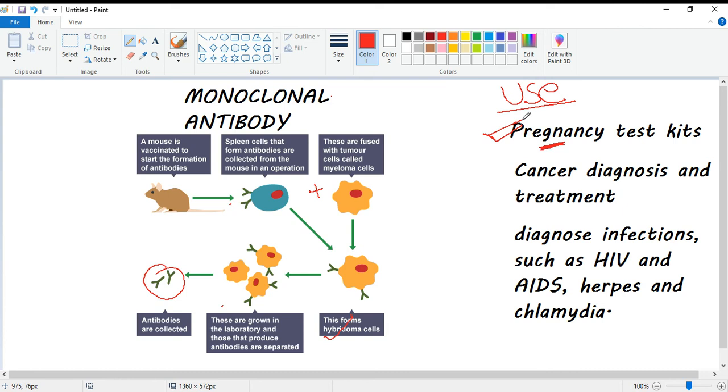So the monoclonal antibody is used for the pregnancy test, and we also use it for cancer diagnosis and treatment, and we also use the monoclonal antibody to diagnose and find infections of HIV, AIDS, chlamydia, herpes. So these are all the uses of the monoclonal antibody. Okay, so in cancer, they bind with the cancer cells and clump the cancer cells together, so it will be easy to detect the cancer cells and remove them. That is how the treatment and the diagnosis of cancer is done with the monoclonal antibody.